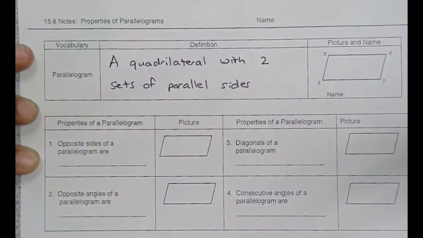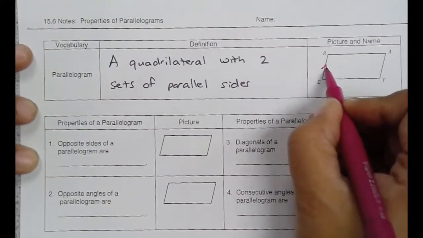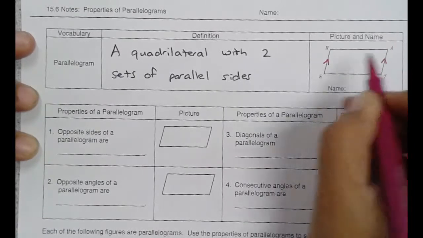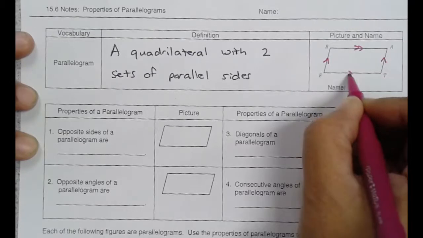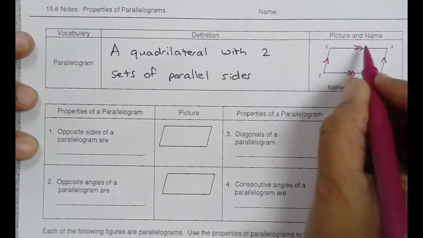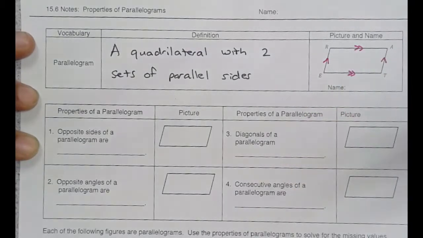So in this picture, basically we have the left and the right side that are parallel to each other, and the top is parallel to the bottom. Notice I put only one arrow here and two arrows so you know it matches together.